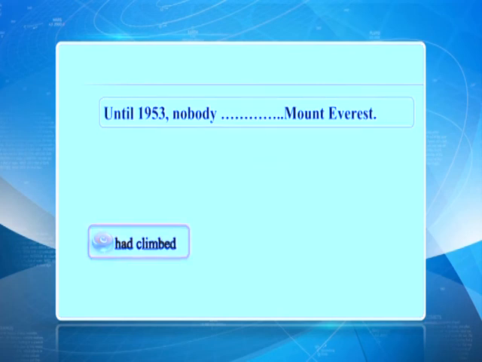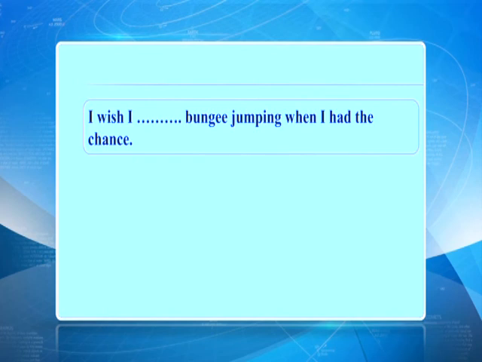Okay, so next sentence. I wish. Remember, we use I wish also with the past perfect to express regret for something that someone did or didn't do in the past. So I wish I went bungee jumping, had gone bungee jumping when I had the chance, or gone, or have gone. We're talking about the past, and the right option is had gone. I wish I had gone bungee jumping, but he didn't. He didn't go.